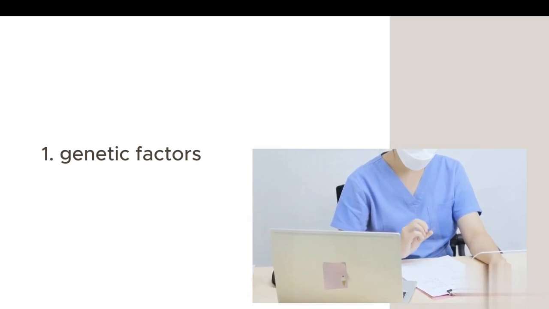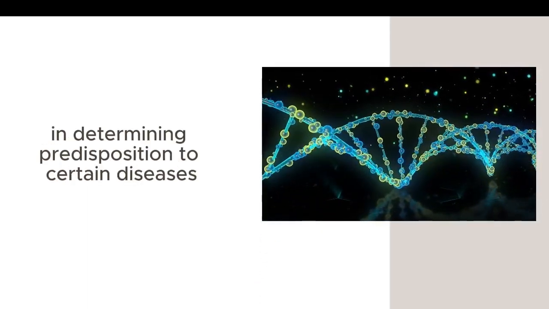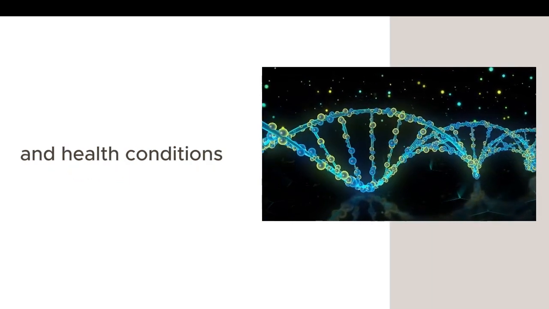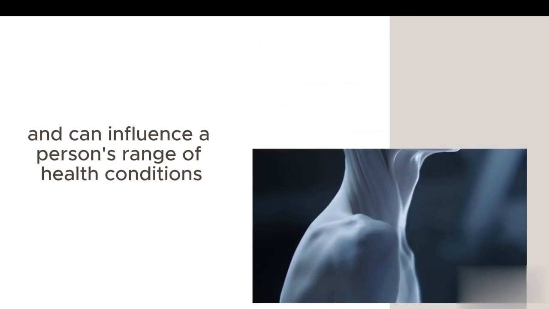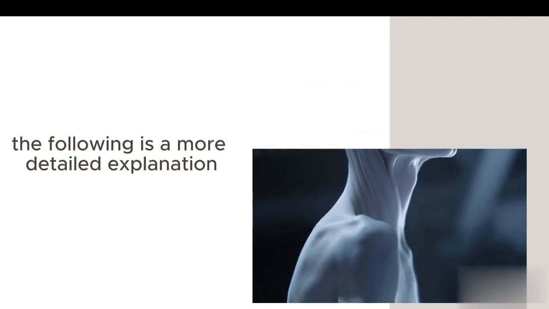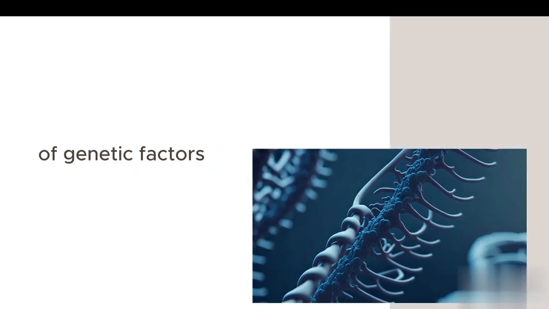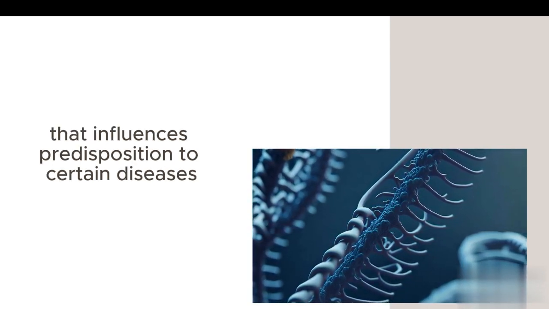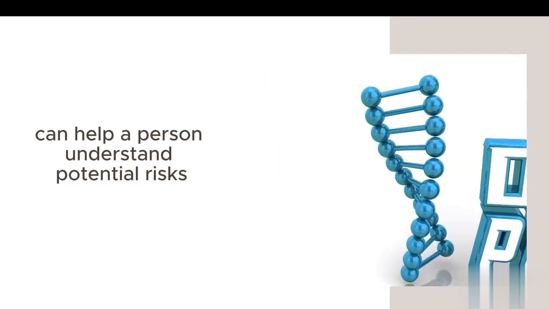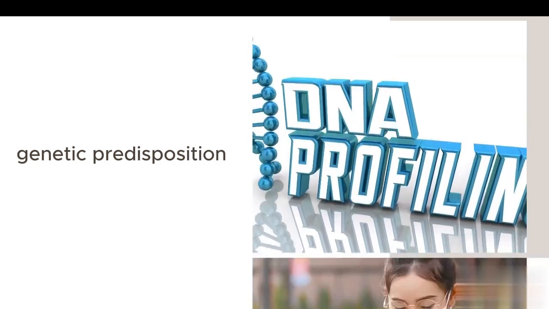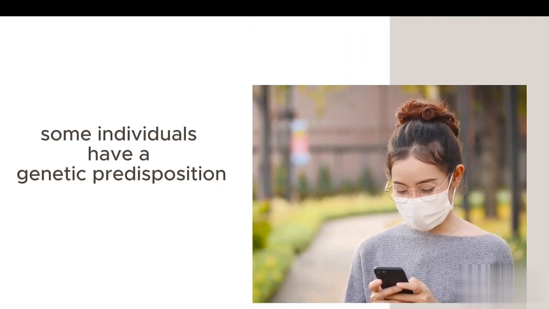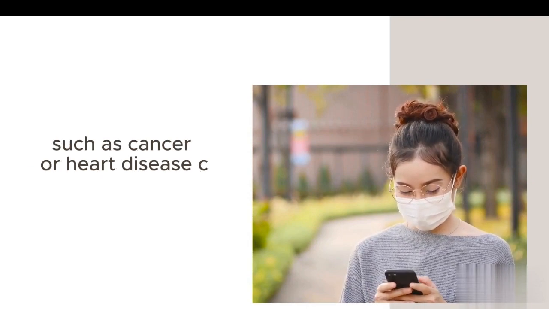1. Genetic factors. Genetic factors play a key role in determining predisposition to certain diseases and health conditions. Genetic factors include genetic inheritance received from parents and can influence a person's range of health conditions. The following is a more detailed explanation of genetic factors. A. Family health history. Genes inherited from parents can carry genetic information that influences predisposition to certain diseases. Knowledge of family health history can help a person understand potential risks for genetic diseases. B. Genetic predisposition. Some individuals have a genetic predisposition to developing certain diseases, such as cancer or heart disease.